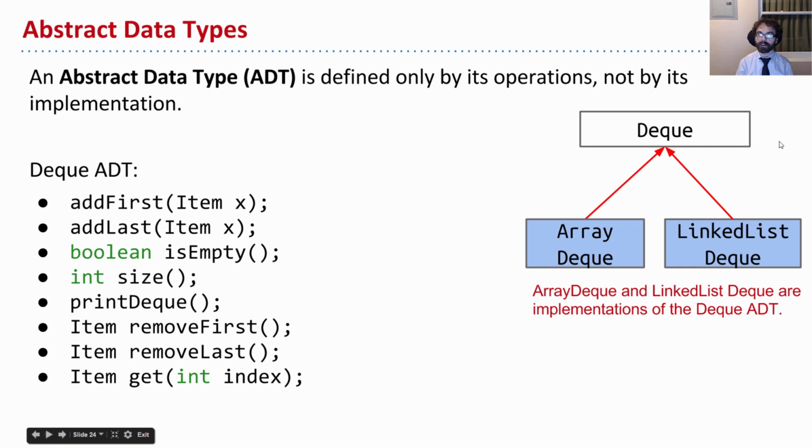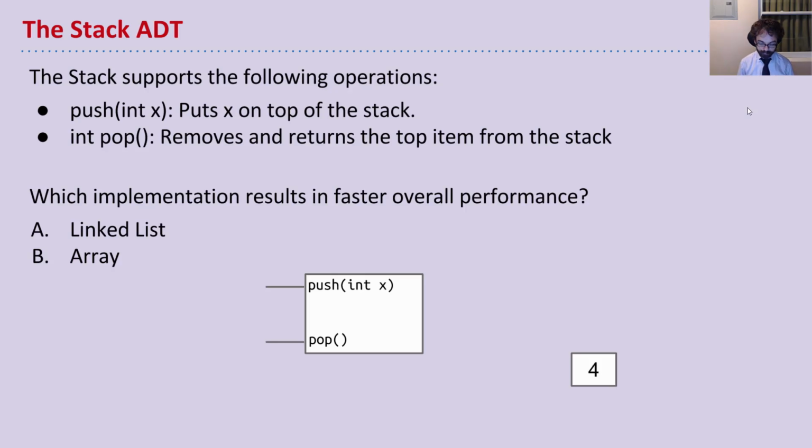So these are implementations of our abstract data type. Why do we care? Well, there are lots of abstract data types. There's all kinds of cool things you can come up with other than just a double-ended queue. So here's an example, a stack.